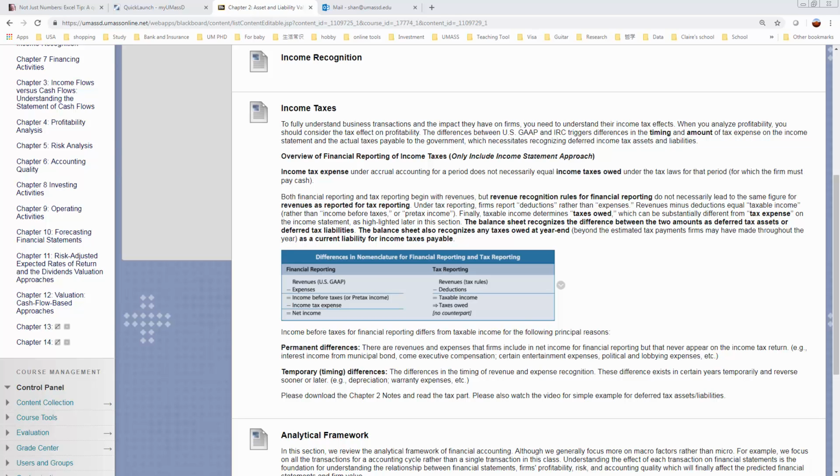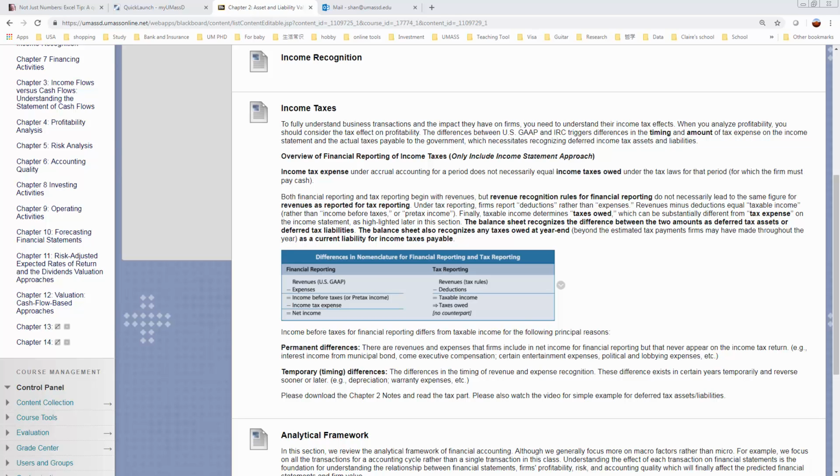In the current video, I'm going to use a very simple example to show you the meaning of deferred tax assets and deferred tax liabilities, which are useful terms to understand the financial statements. Before I show you the example, you should know the meaning of permanent difference and temporary difference.